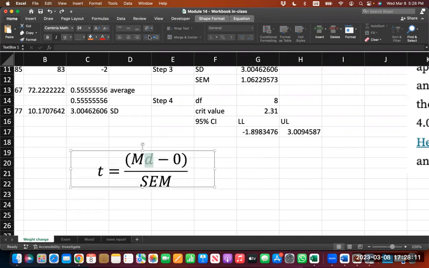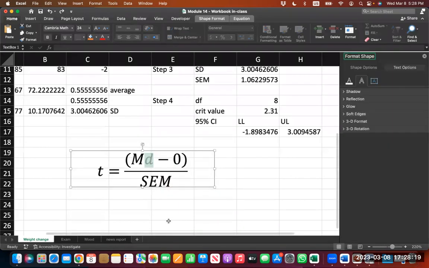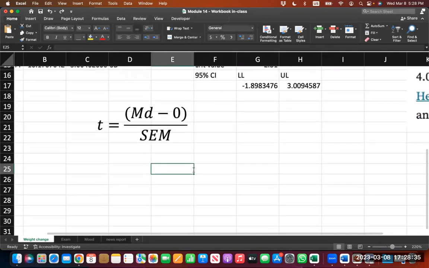I want to put the subscript. Hold on, how do I do this? Text effects. Sorry, just how can I make the subscript? Okay, I failed to make this subscript.